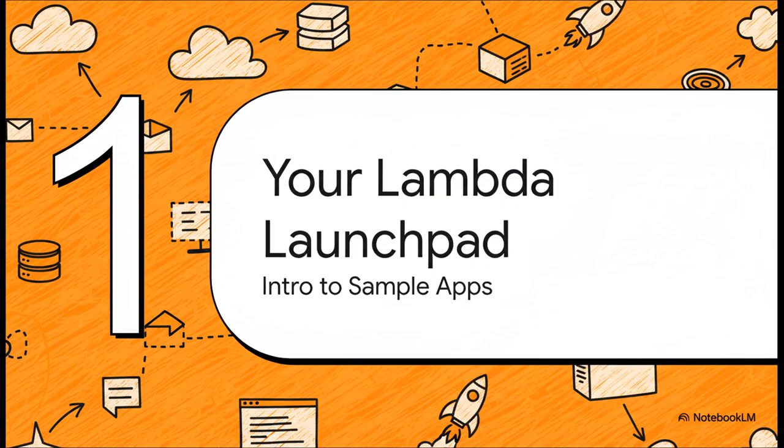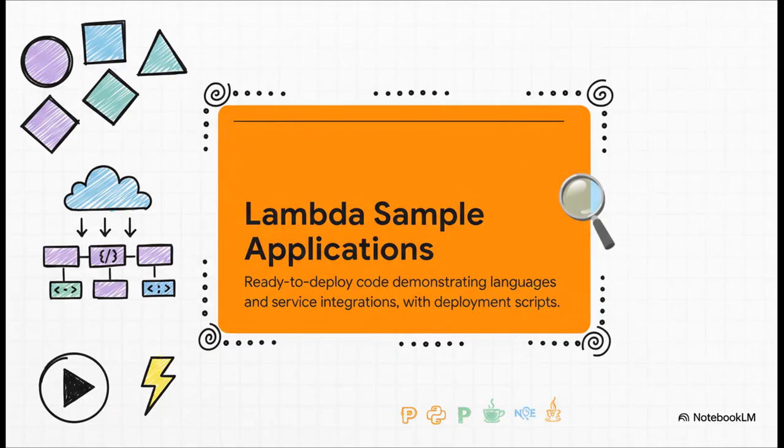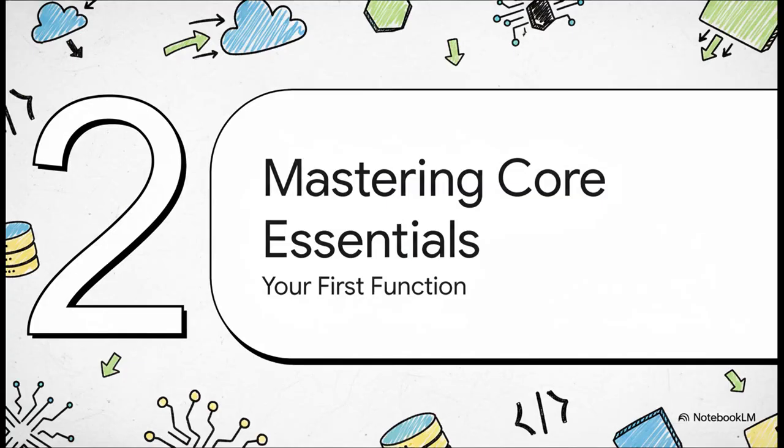So let's kick right to it. What exactly are these sample applications, and why are they about to become your new best friend? Think of them less like code snippets and more like a complete starter kit. We're talking about whole working projects. They've got the code, the deployment scripts, the whole shebang. Whether you're a Python, Java, or Node.js dev, there's something for you. And the best part? You can literally deploy one with a single command, see it run in the cloud, and then just start tweaking it to fit your own idea. It's a massive shortcut. Next up, Section 2, Mastering the Core Essentials.